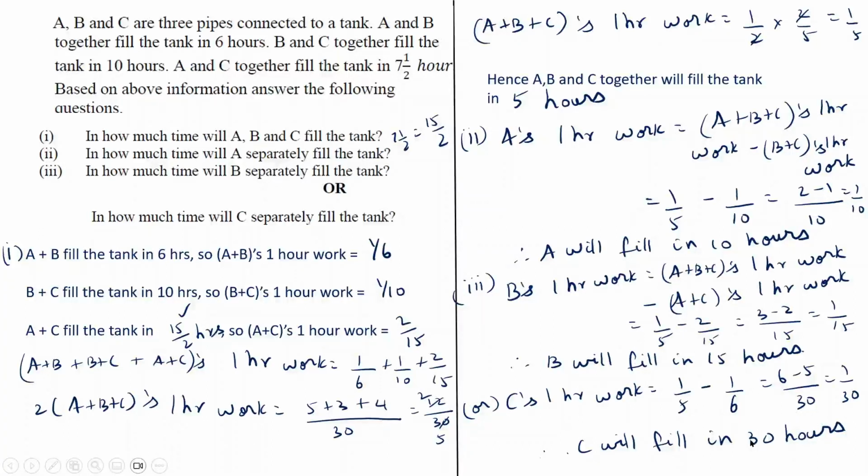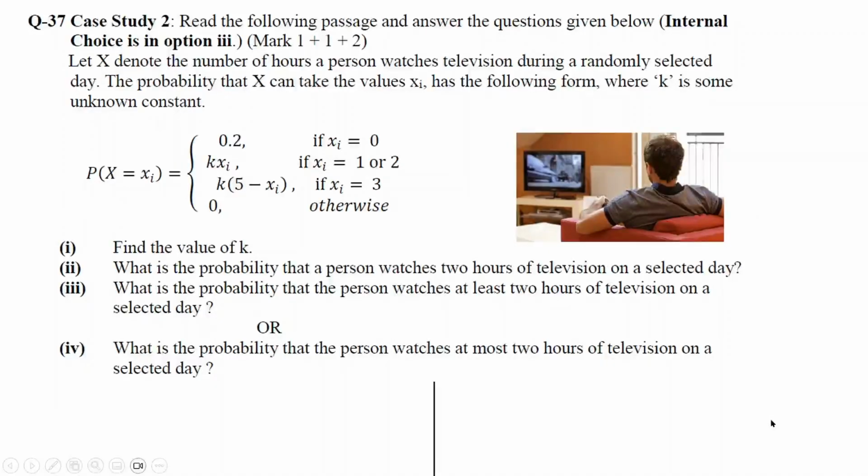So these are the various times in which each of the pipes will fill the tank. Moving on to the next case study question. Read the following passage and answer the questions given below. The marks allocated are 1 plus 1 plus 2.